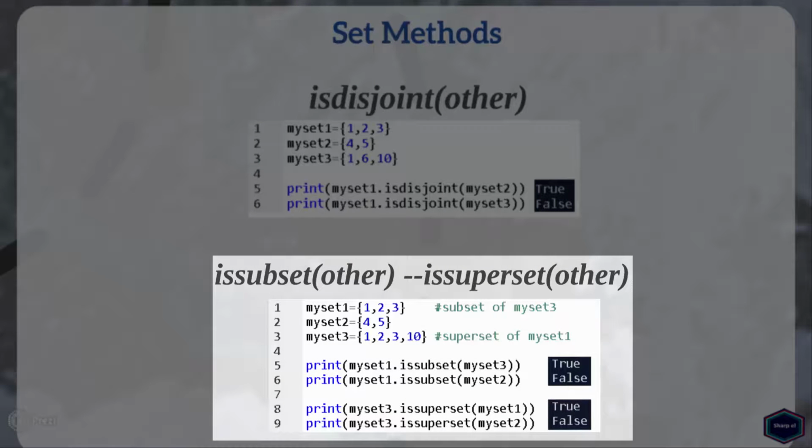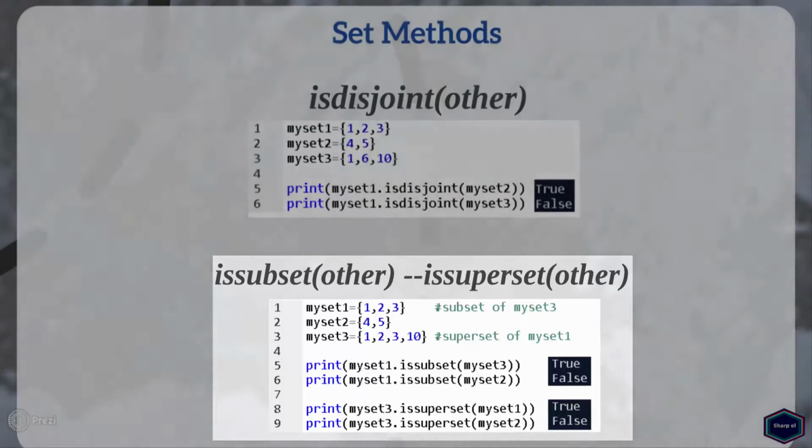The next two methods, issubset and issuperset, are very similar to each other. The issubset method checks if the original set is a subset of the set passed as argument. If yes, it returns True. Whereas the issuperset method checks if the original set is a superset of the argument set. If yes, it returns True, otherwise it returns False. In this example, I have 3 different sets, and I call issubset and issuperset methods to check whether they are subsets or supersets of each other.